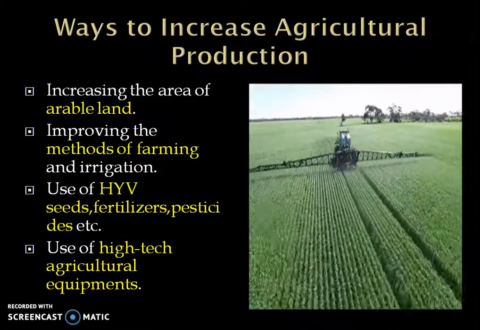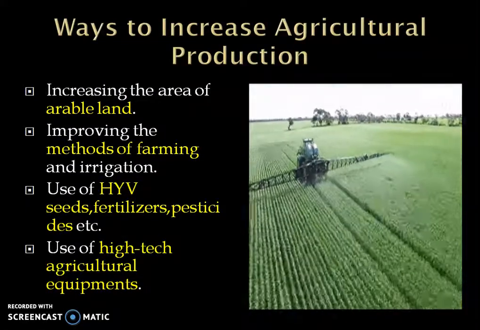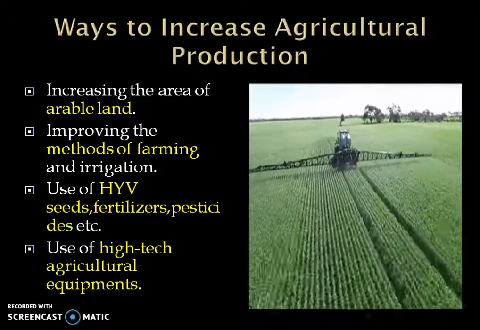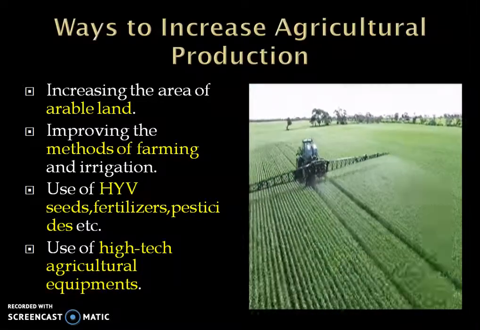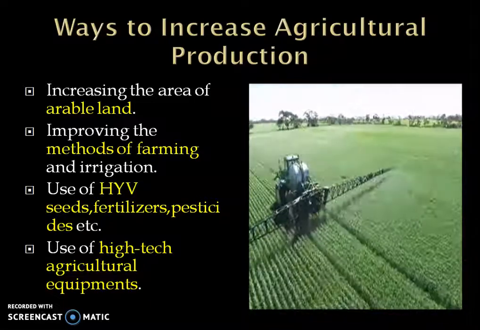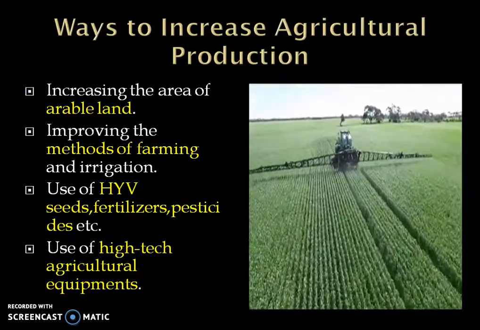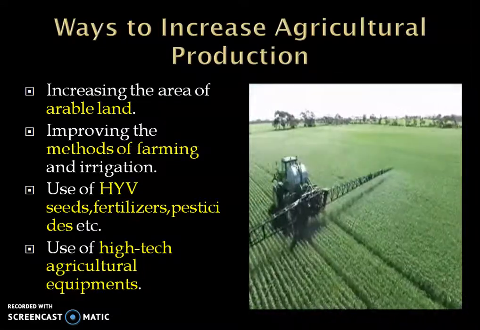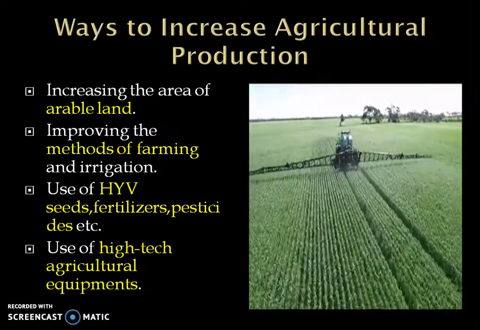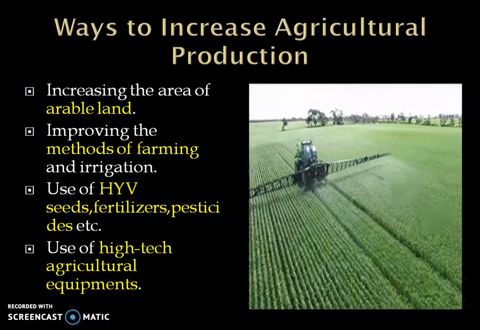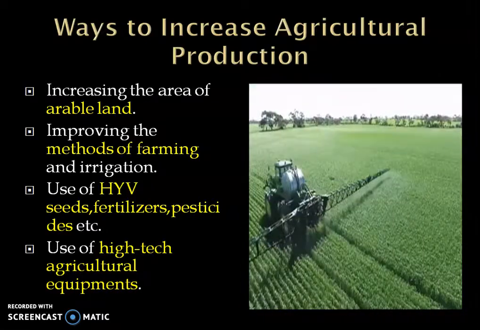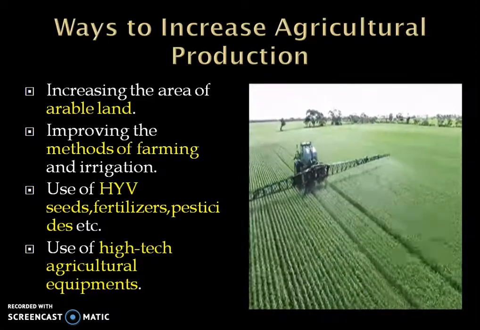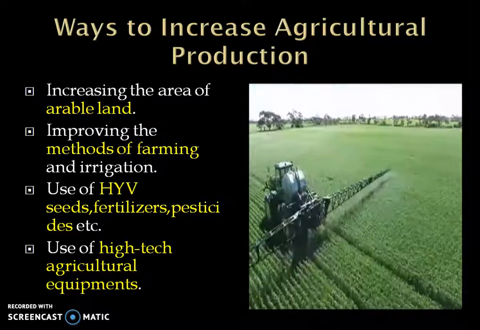Agricultural development can happen through the following ways. First, increasing the area under arable land. Arable land means the land which is suitable for cultivation. Second, improving the methods of farming and irrigation. Third, use of high yielding varieties of seeds, fertilizers, pesticides, etc. And last, use of high tech agricultural equipments. Such equipments can help to cultivate large areas of farms.